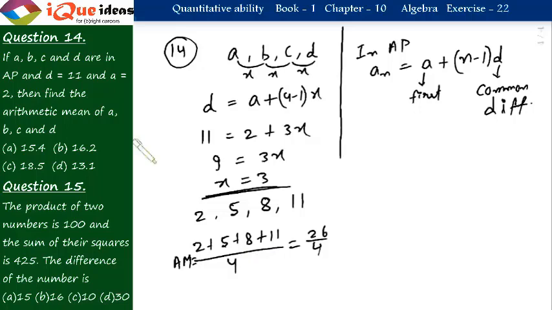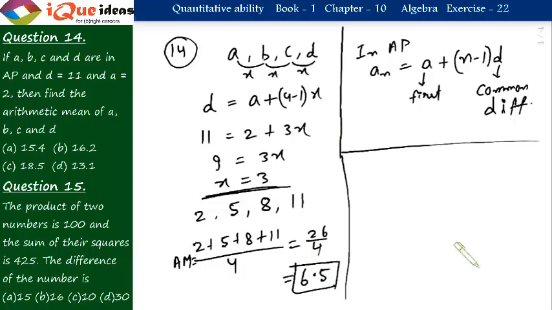So this would be 26 by 4, that is 6.5. This is the correct answer. I don't see any option right now, but this is the correct answer. Alright.